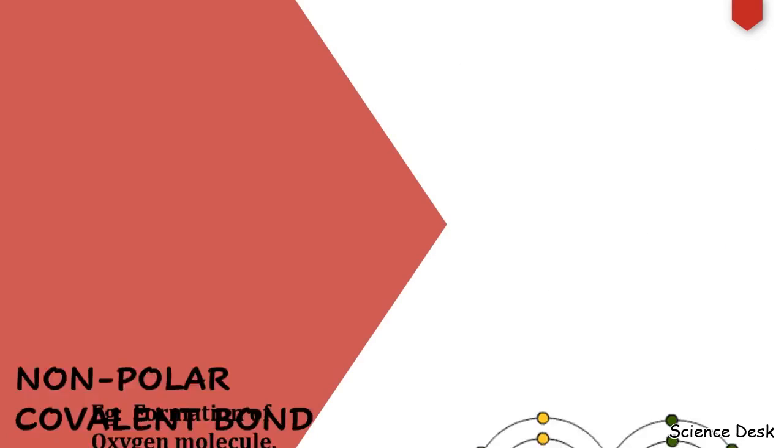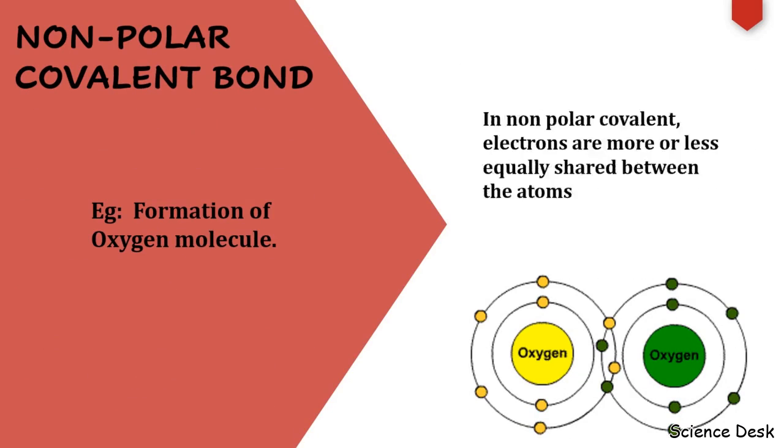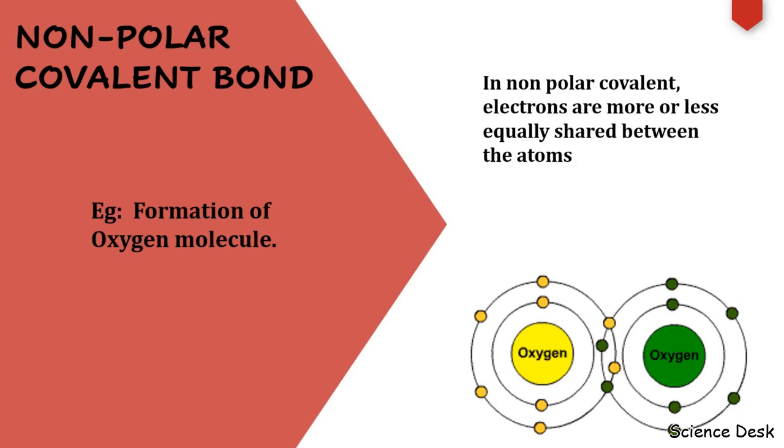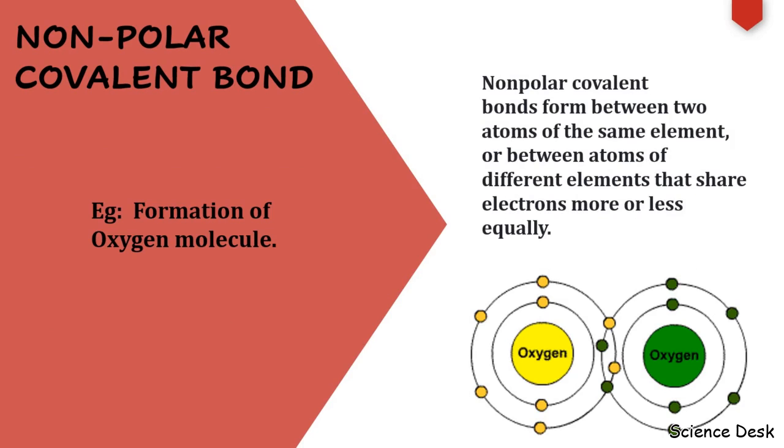When we talk about non-polar covalent bond, the electrons are more or less equally shared between the atoms. For example, in the formation of an oxygen molecule, you can see there is a sharing of electrons, and these electrons are equally distributed between the two atoms.